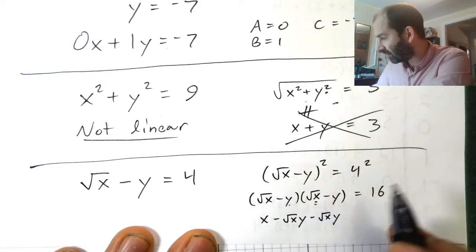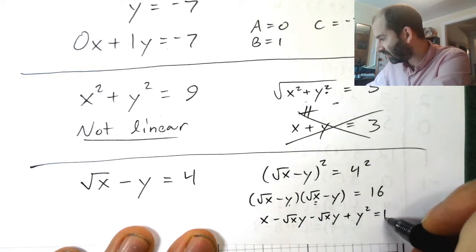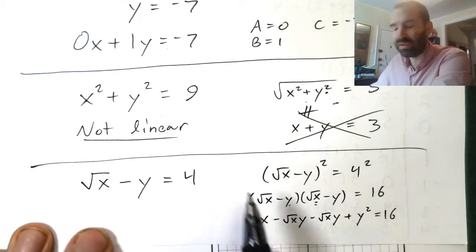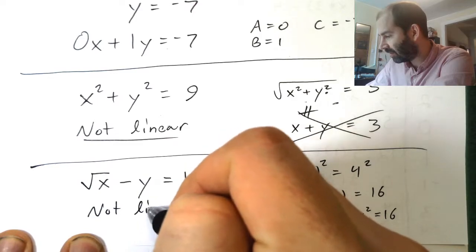And then I get minus y times minus y. Well, this is hopeless. There's no way I'm going to get rid of these square roots and these squares. There's no way I can get this into a linear form. This is not linear.